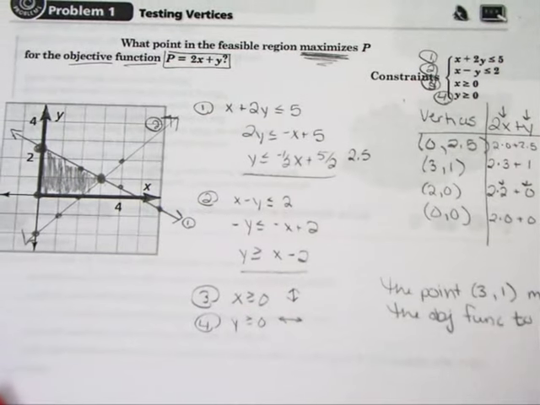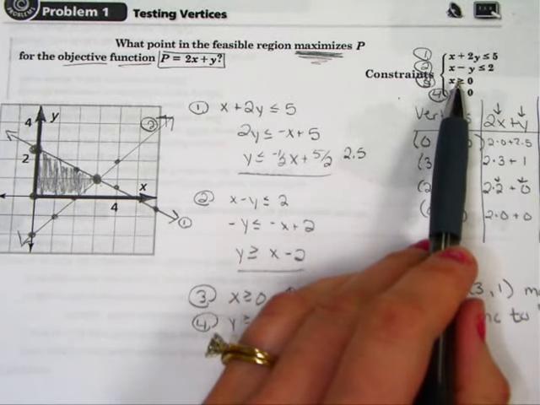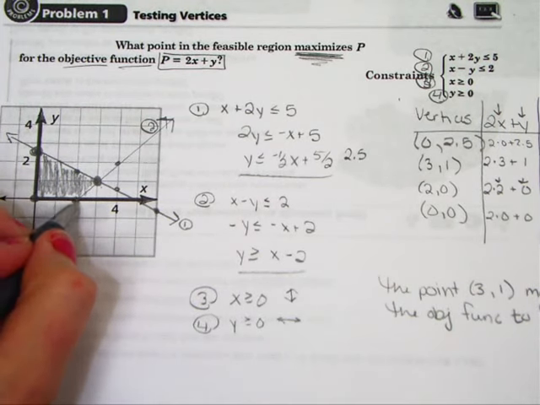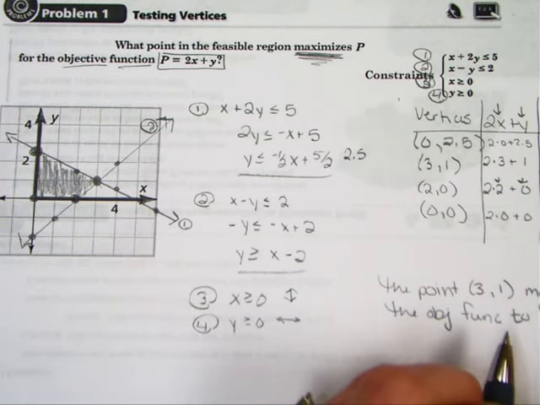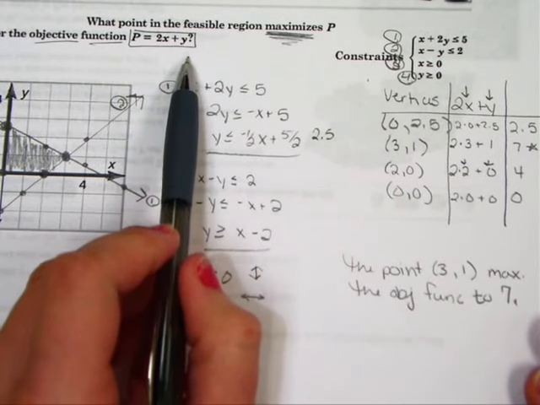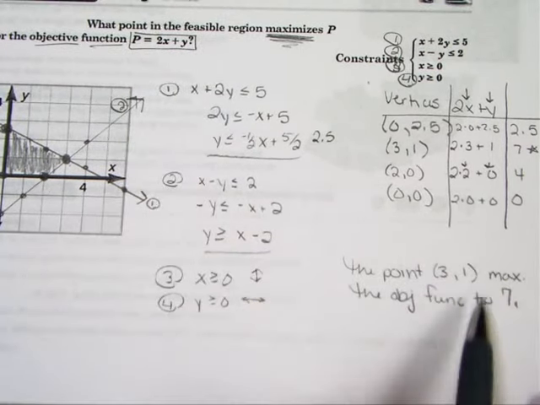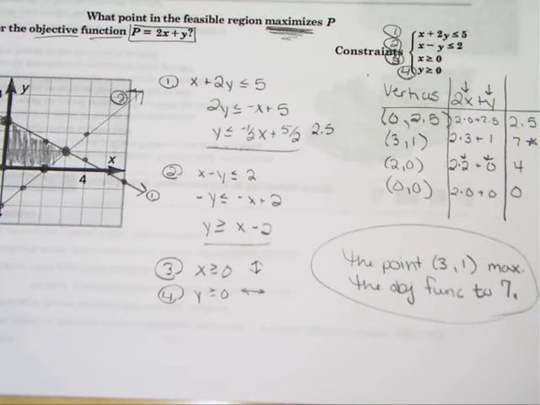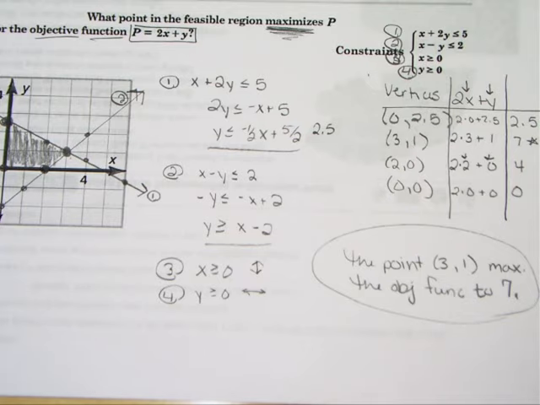A quick overview. We graphed each of these. We found out where to shade. We found the different corners. And we tested the different corners into the original objective function. We will apply these to things like maximizing a profit, minimizing your time, minimizing the cost to yourself on the next couple of examples.